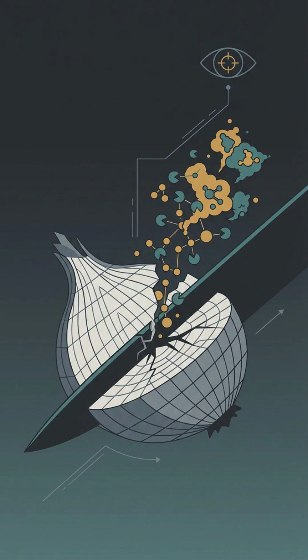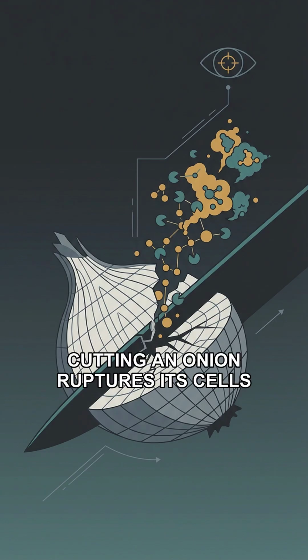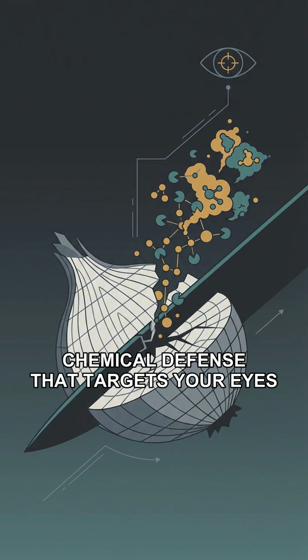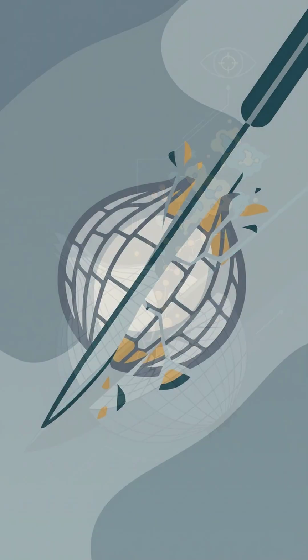Cutting an onion ruptures its cells, launching a sophisticated chemical defense that targets your eyes.